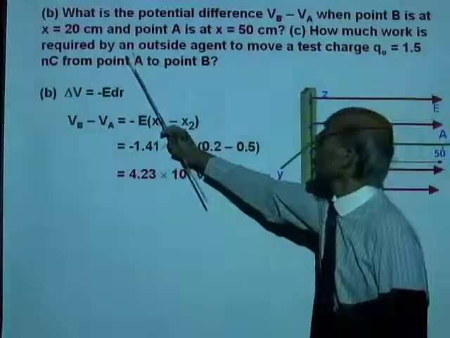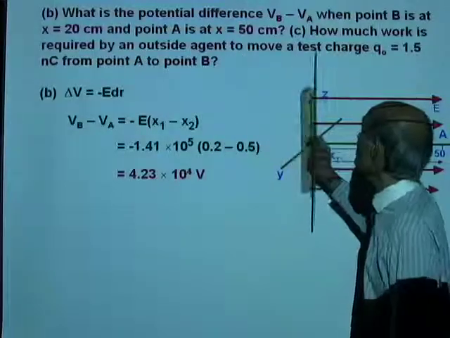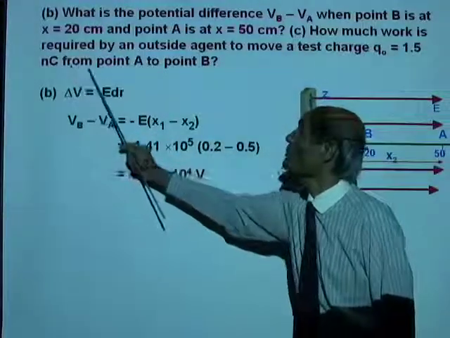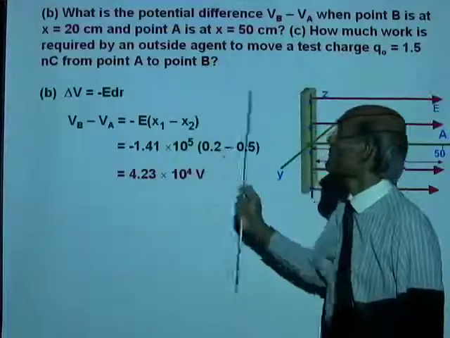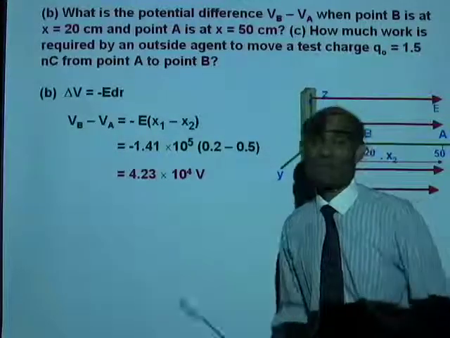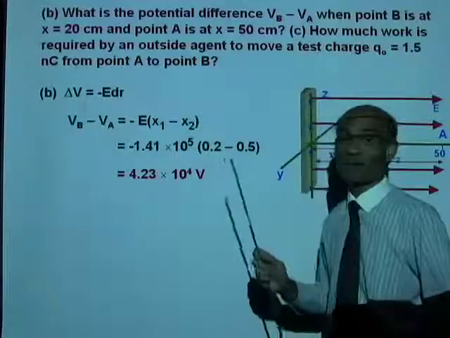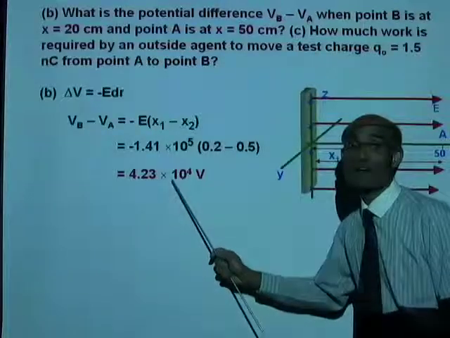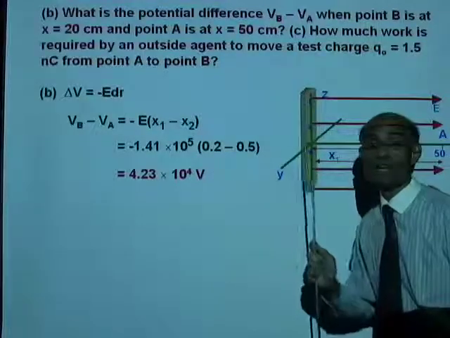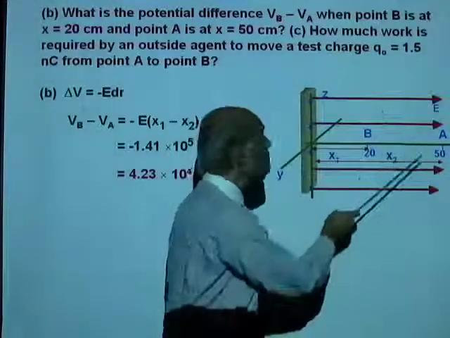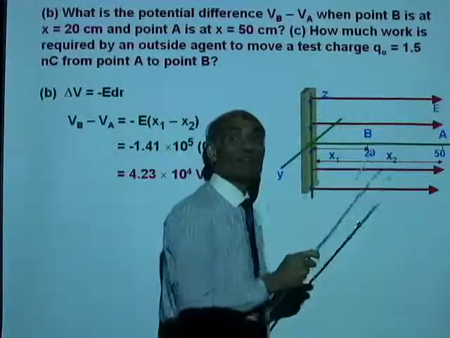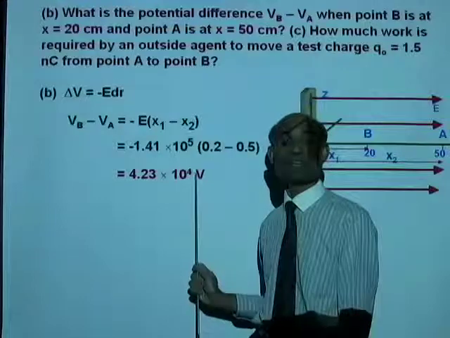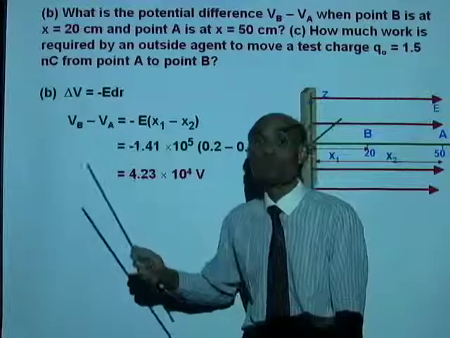How much work is required by an outside agent to move a test charge Q0 equal to 1.5 nanocoulomb from A to B? Well, if you understood what I said earlier, potential difference between A and B is 4.23 times 10 to the 4 volt. Means in order to move 1 coulomb of charge from A to B, the work that needs to be done is 4.23 times 10 to the 4 joules.